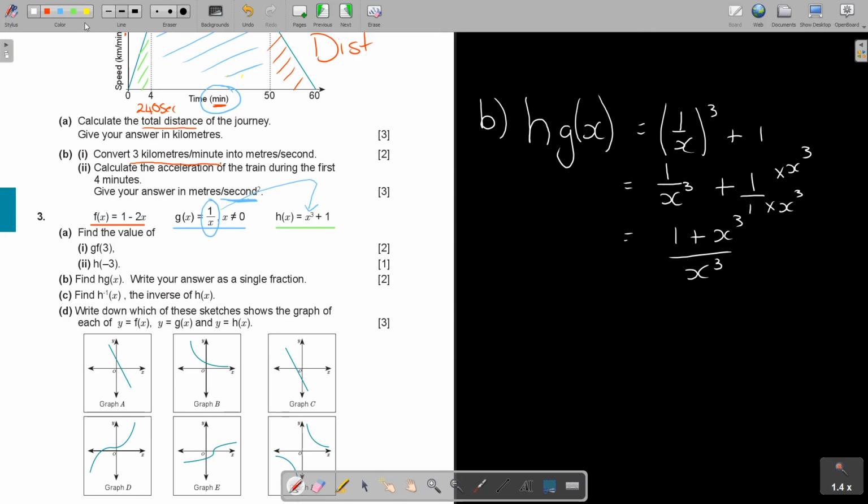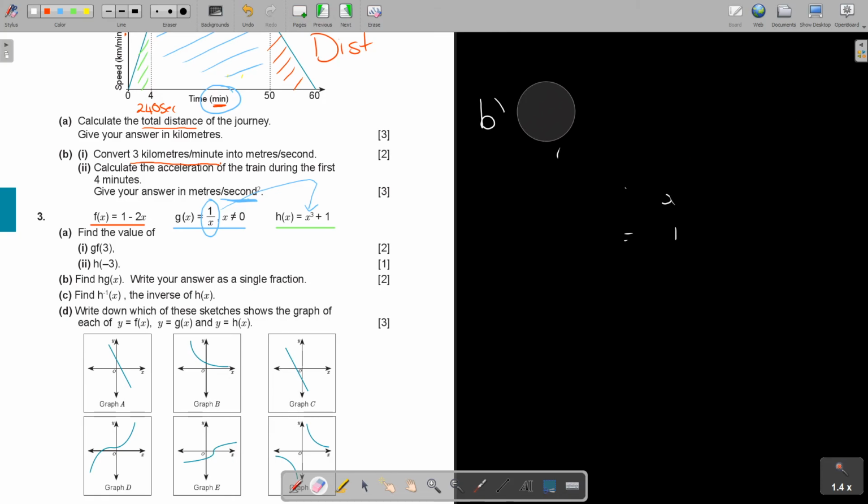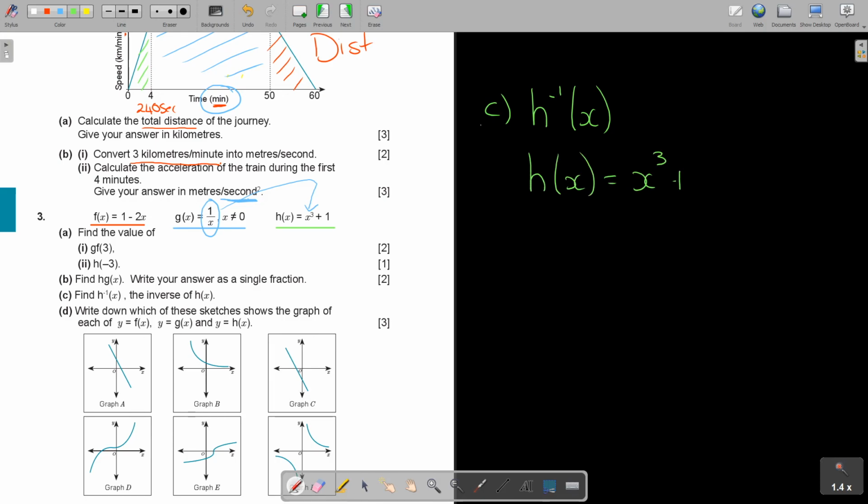And now number C. Okay, so if I'm looking at number C, it's h minus 1 of x, the inverse. Now, first start with, what is h(x)? There's those 3 steps I told you. What is the first? Make it a y. That's step 1. Step 2, where you see a y, you make an x. Where you see an x, you make a y. Step 3, make y the subject of the formula. Keep it there. Bring that one over. And now, take the cube root.